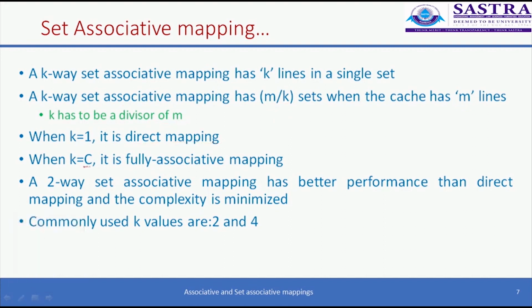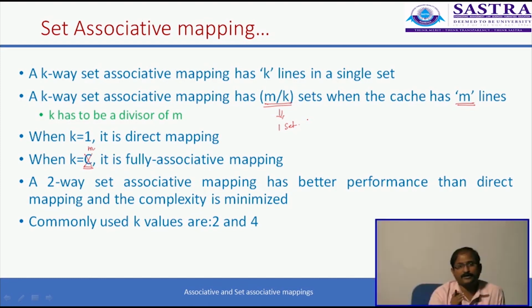When k equal to c, here we are using m lines. So, instead of this c we can use m. When k equal to m, it is fully associative mapping. When k equal to m, m by m, only one set is available. The set has all lines. So, if a block is mapped on that set, that block may be mapped on any one of these m lines, that is fully associative mapping.